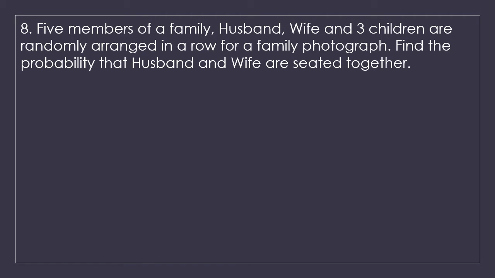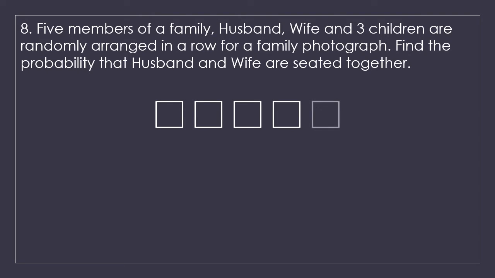Okay, now this is something different. How are we going to solve this? These are the 5 places where the family is going to sit. This is husband, wife, child 1, child 2 and child 3. First of all, we need to calculate the total outcomes.